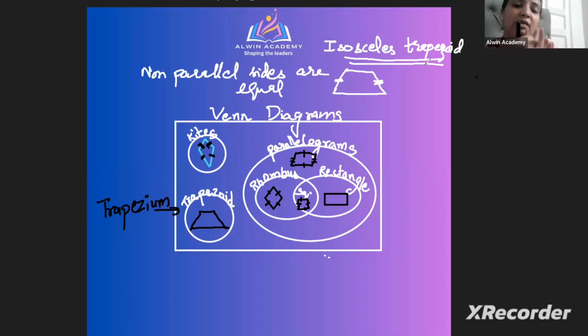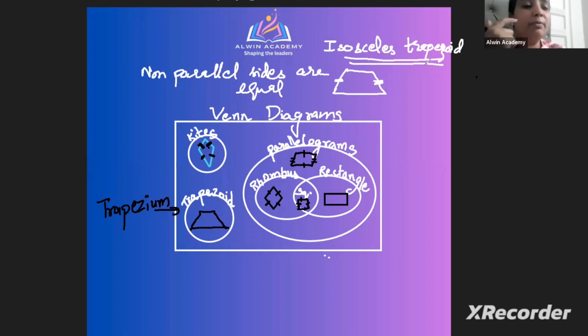Okay. Now tell me, are all squares parallelograms? Anaga, you tell me, beta. Yes, ma'am. Very good. Because the entire square category is lying in that parallelogram category only.